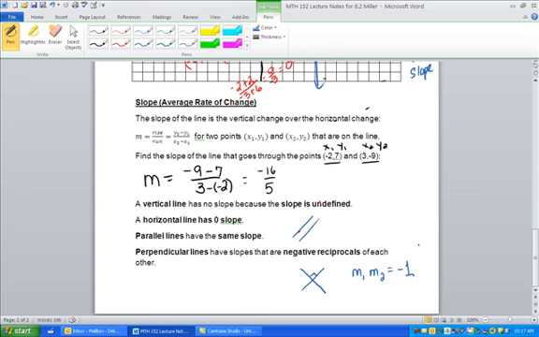Now your next task will be to view the sample problems for section 8.2.